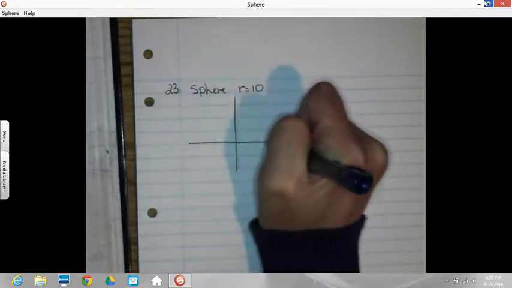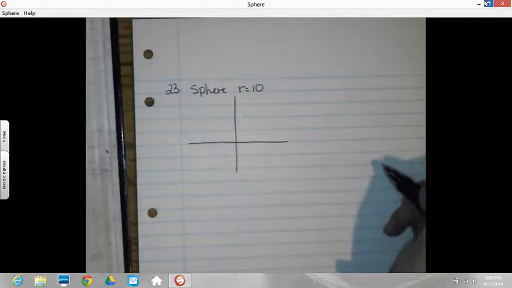Number 23 is the next one. A sphere. We've got a sphere of radius 10. Find the volume of the sphere by calculus, not your geometry formula. If you think about it, a sphere is created by taking a half circle and rotating it around either the x or the y-axis. It doesn't matter, so you could do this one any way you want. I'm going to go around the x-axis.